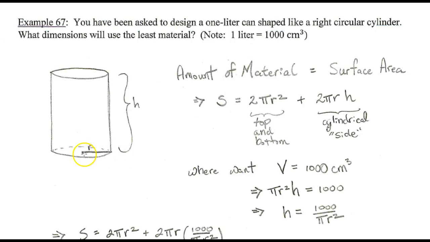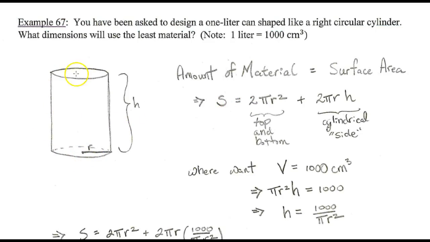The radius of the circle at the bottom of the can is r, and the height is h. We're going to call them that. And what dimensions will use the least material? So what value for r and what value for h will use the least material to construct this can, knowing that we want the can to contain 1,000 cubic centimeters or 1 liter. The amount of material you're going to need is a surface area. So what is the surface area of such a thing?